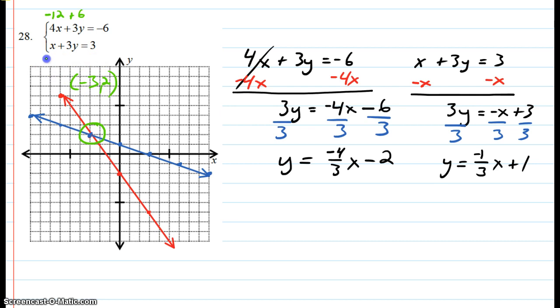Take that negative 3, put it here. 2 times y, or 2 times 3 gives us positive 6. Negative 3 plus 6 does equal positive 3. So that means our point is correct. So a negative 3 comma 2 is our solution to the system.